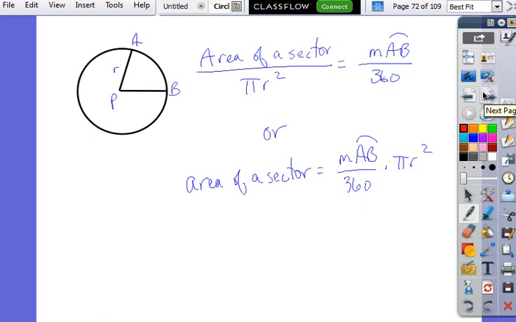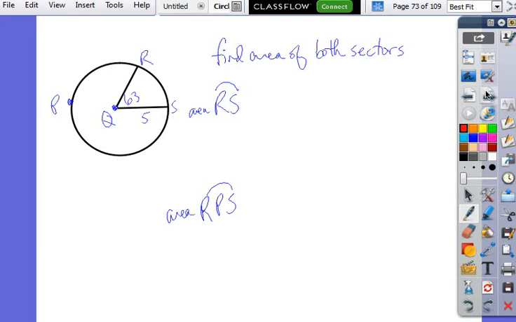All right, here's the formulas. If it says find the area of a sector, we're going to do that one. If it says find anything else, we'll do the top one. All right. So on this one, it says find the area of both sectors. All right.